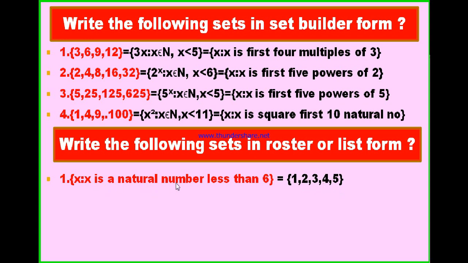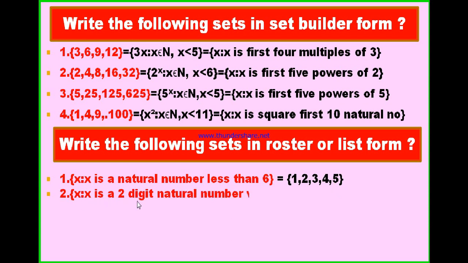Here this is the property of the elements that belong to this set. We listed all the elements that satisfy that property. Therefore, this is rule form as you wrote the rule, and this is the list form as you list out all the elements. Second one.